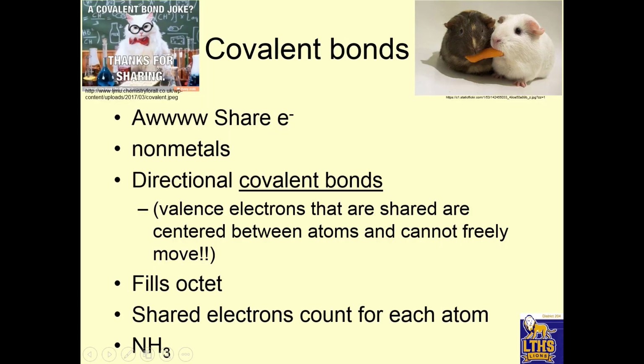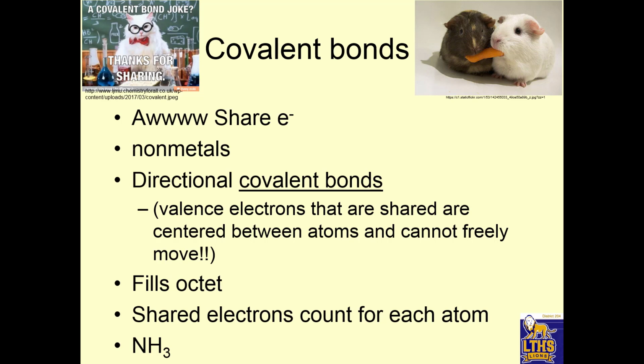So, let's talk about covalent. Look, sharing. Oh, look at them sharing here. That's so cute. So, covalent bonds. Sharing electrons. It happens with non-metal atoms because they have similar electronegativities. So a lot of times the covalent bonds that we're talking about are directional covalent bonds because the valence electrons that are shared are centered between the atoms that are sharing them, and they can't flow all the way through the compound or crystal or whatever they're making.